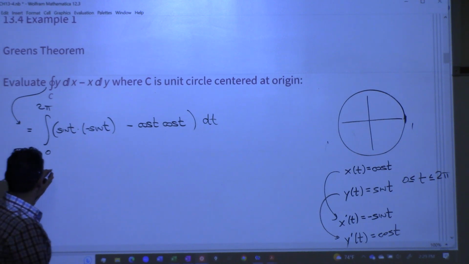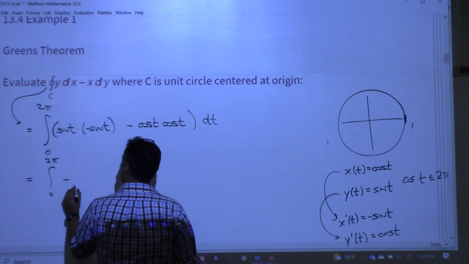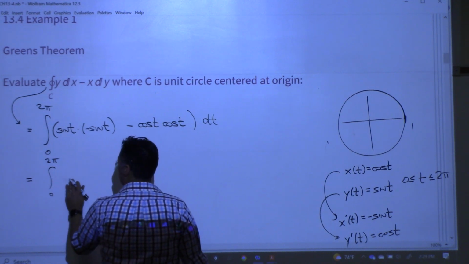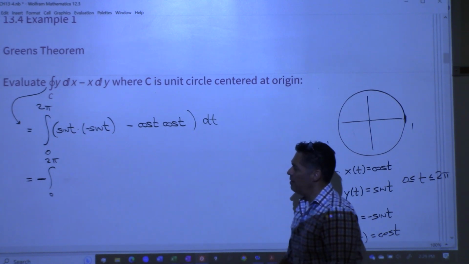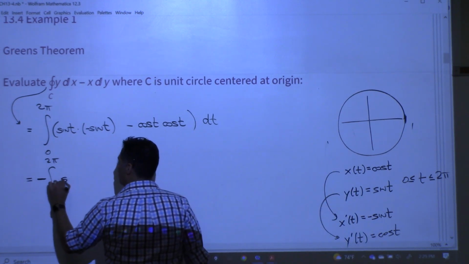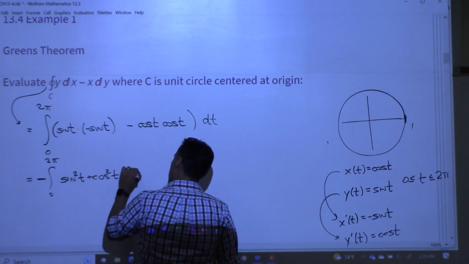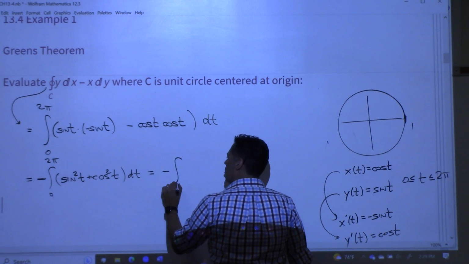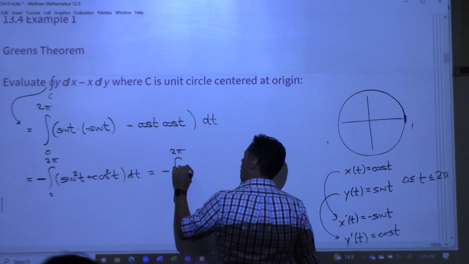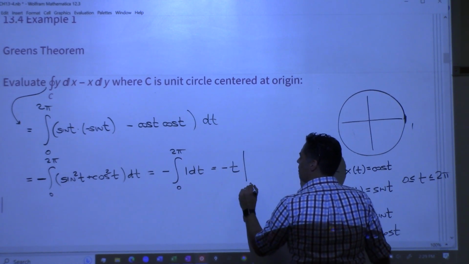And this actually isn't that bad, right? It's 0 to 2 pi. This is negative. Can we pull a negative out of the whole thing? Negative out of this, negative out of that, and we'll be left with sine squared t plus cosine squared t dt, that's 1, right? So minus the integral from 0 to 2 pi of 1 dt. That's negative t evaluated from 0 to 2 pi.